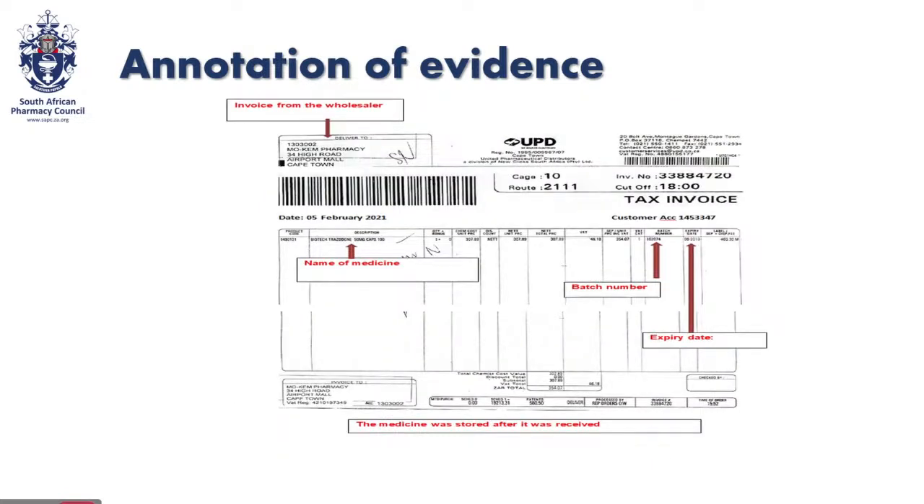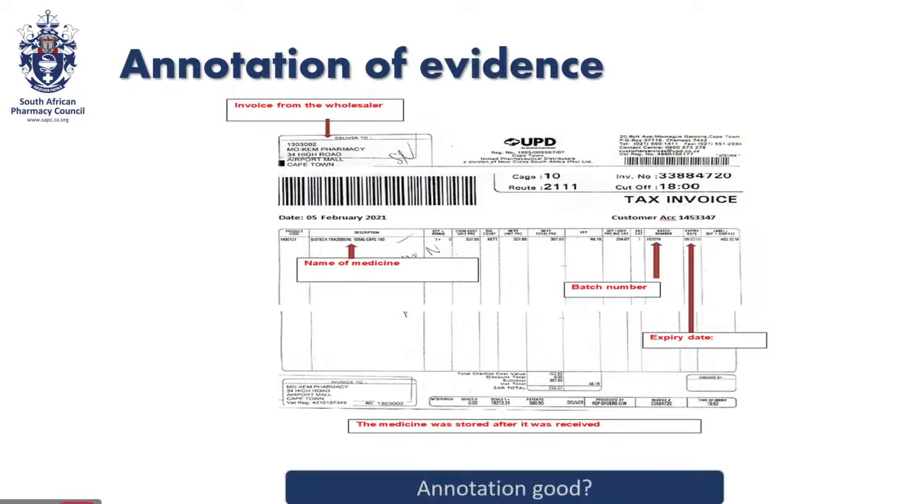So if we look at another one, you can see this one is a little bit more neat. It was typed in, but still, invoice from a wholesaler, name of the medicine. What about it? Why is the expiry date important? Why is the batch number important? What is the intern trying to say with these annotations or with these labels? So you have to give meaning to the person looking at this. So do you think this is good? It's neat, but what's the relevance of all these labels?